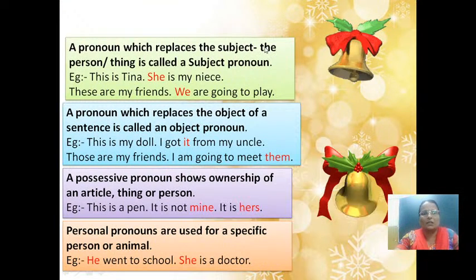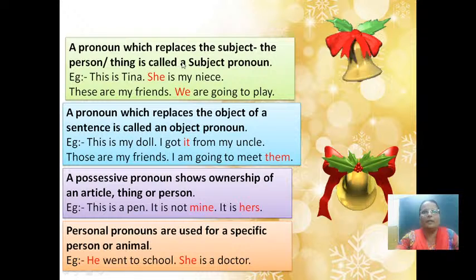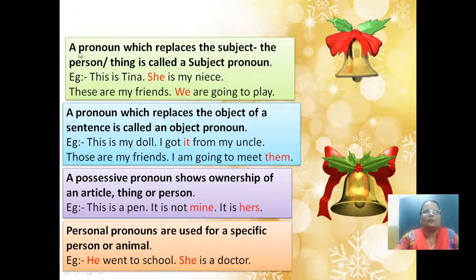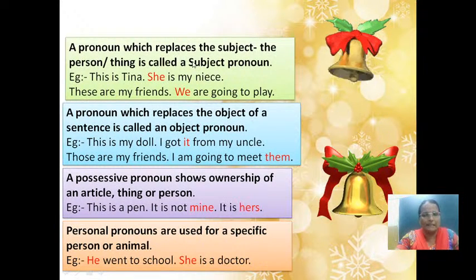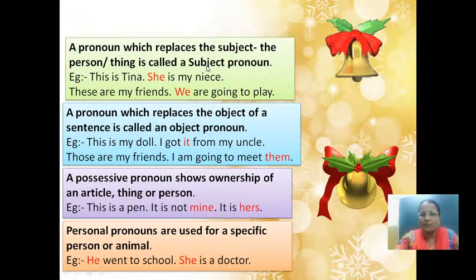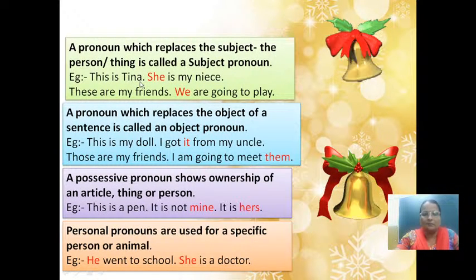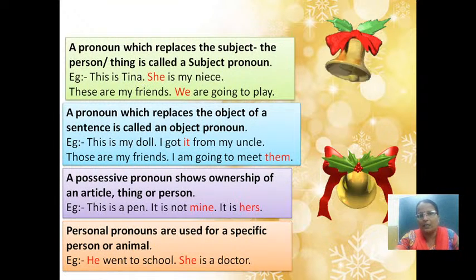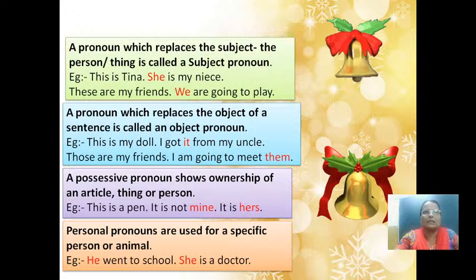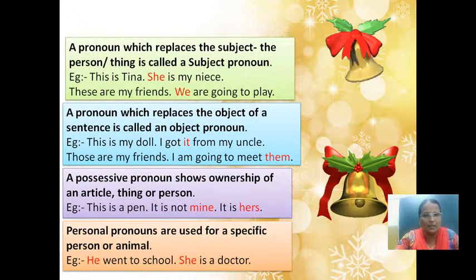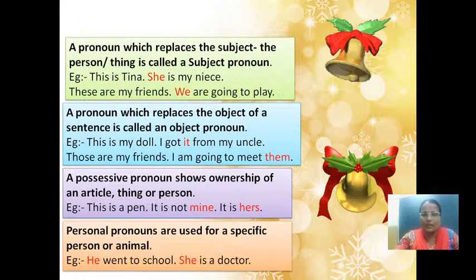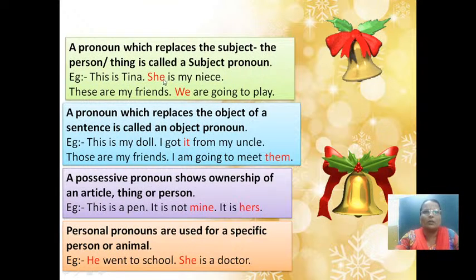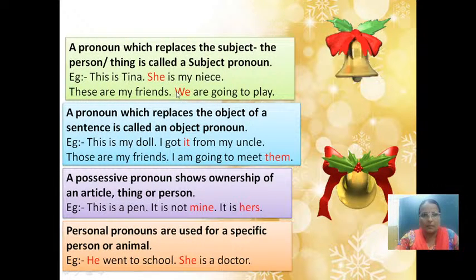So we had a discussion and we understood what is the meaning of subject pronoun. We know that a pronoun which replaces a subject in a sentence is called a subject pronoun, and it replaces a person or a thing or an object which acts as a subject in the particular sentence. Examples are: this is Tina, she is my niece, sister, friend, etc. These are my friends, we are going for a picnic, we are going to play, we are going to study, whatever it may be. So here she and we are the subject pronouns.